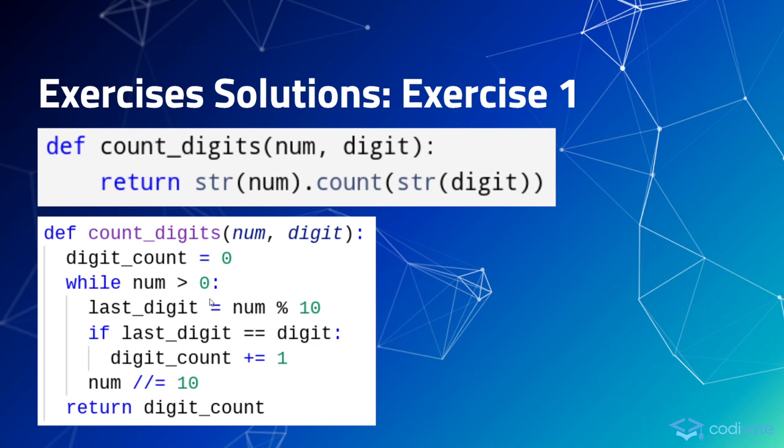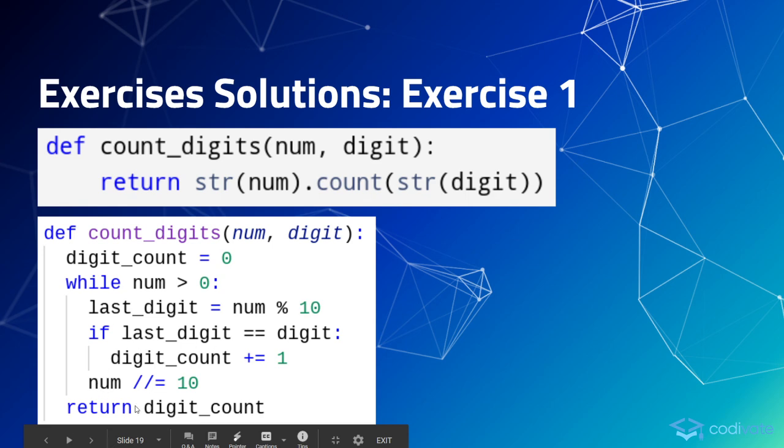While the num is greater than 0, we take the last digit and assign it num modulus 10. Once again, if you're not sure why this works, it's because as soon as we divide a number by 10, the remainder will just always be whatever is in the ones place. And that's the last digit in the number. If the last digit is equal to our target digit, then we increment the digit count by 1, because we just found one of the digits.